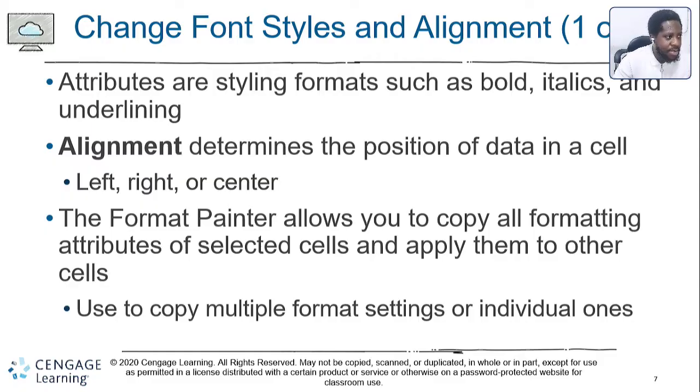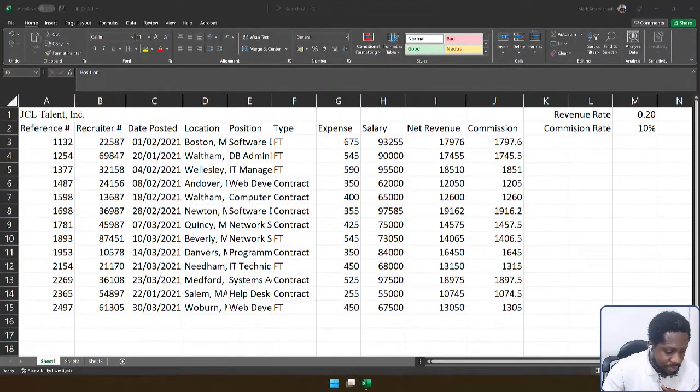Alignment is also another formatting tool we can make mention of, which determines the position of data in a cell, as to whether it should sit on the left of the cell, the center of the cell, or the right side of the cell. And then we also talk about the format painter that allows you to copy all formatting attributes of selected cells and then apply them to other cells. We can copy multiple format settings or individual ones and apply them as we want. So let me demonstrate this for you quickly so that you get to appreciate exactly what we're talking about.